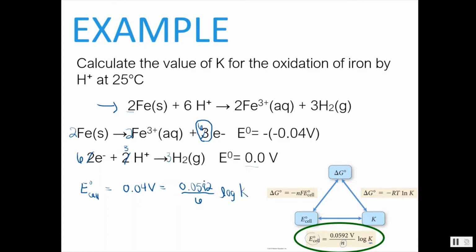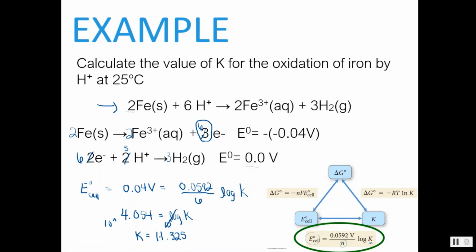If I take 0.0592 and divide it by 6, I get 0.0986, and then if I take 0.04 and divide it by 0.0986, I get 4.054. And that's going to be equal to the log of K. The inverse function of log is taking 10 and raising it to that power. So then we rearrange and we find that K is going to be equal to 11.325. So I always like to do a conceptual check to make sure that this makes sense.